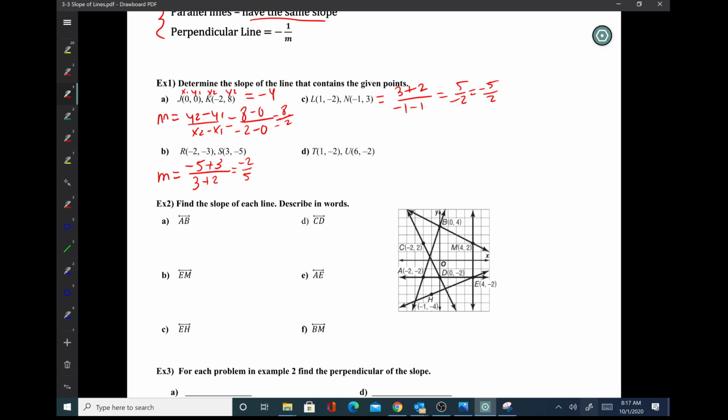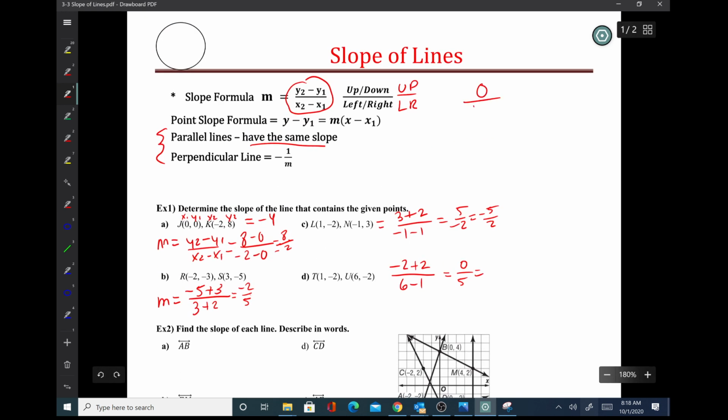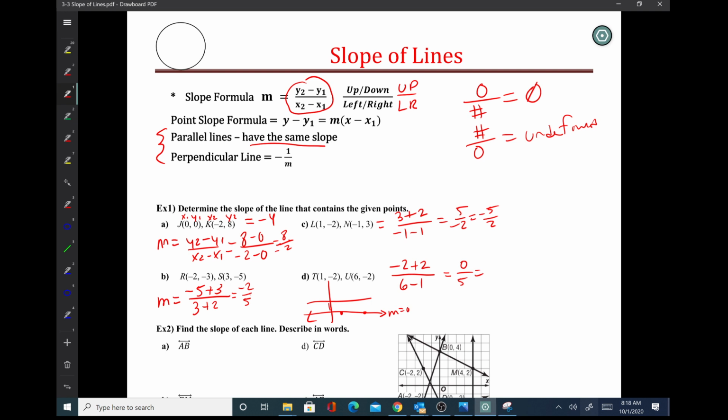All right, next one, a little bit harder. -2 minus a -2 is +2 over 6 minus 1, so we end up with 0 over 5. Remember what 0 over 5 is, right? Two things you need to keep in mind. If it's 0 divided by a number, the slope is 0. If it's a number divided by 0, then the slope is undefined. And if you ever forget, just graph the two points. If you graph those two points real quick, 1, negative 2 and 6, negative 2, you'll see that these are horizontal. Horizontal lines have a slope of 0, right? Vertical lines have a slope that's undefined.